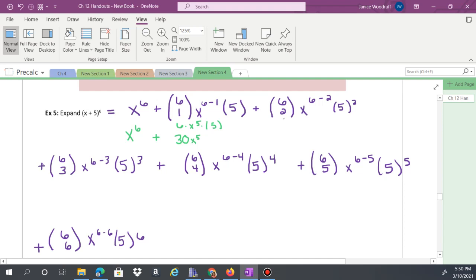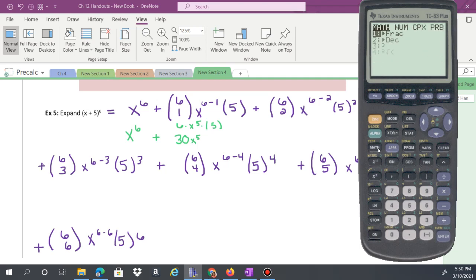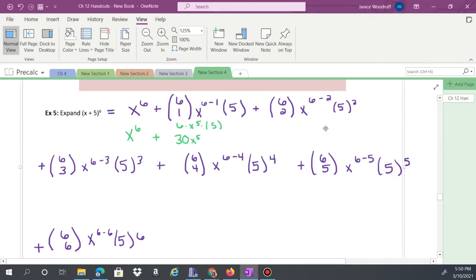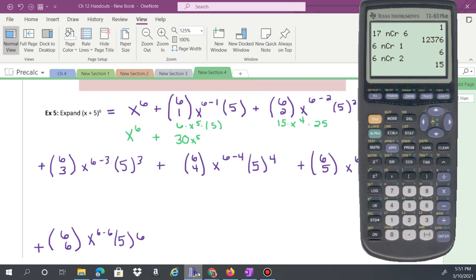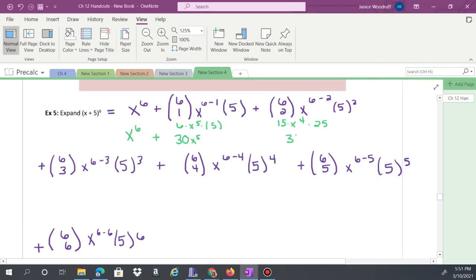Now I have 6C2, which let's see what that is going to be. So 6 nCr 2 is going to be 15. You're going to have 15 x to the 6 minus 2, so x to the 4th, and then 5 squared, 25. So do the multiplication of 15 times 25. That's going to give you 375. So 375 x to the 4th is your next term.